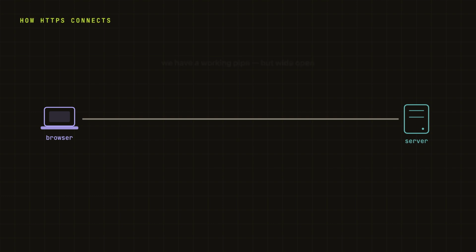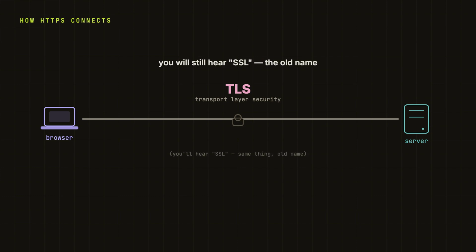Alright, we have a working pipe, but it is wide open. So TLS steps back to lock it down. TLS, Transport Layer Security, is the real name of this trust layer. The thing that the padlock stands for. Quick aside, you will still hear people say SSL or SSL certificate. That is just the old name. Today it is TLS. The name just stuck.